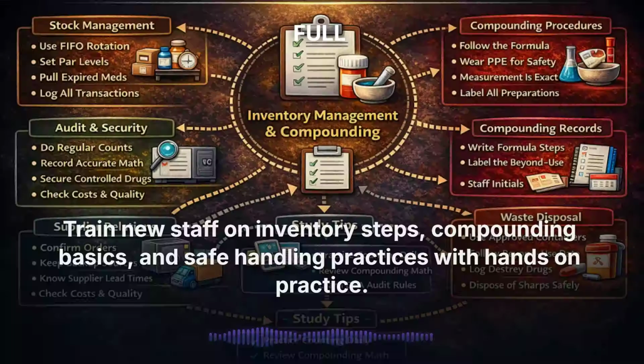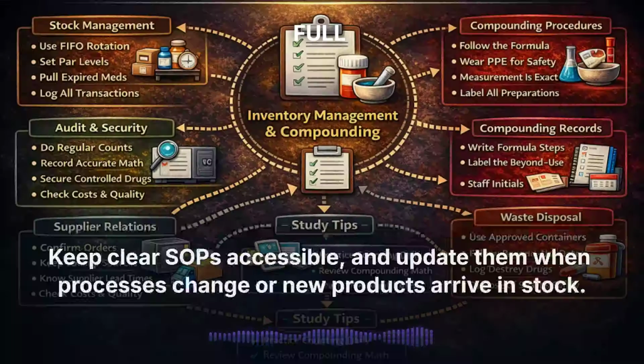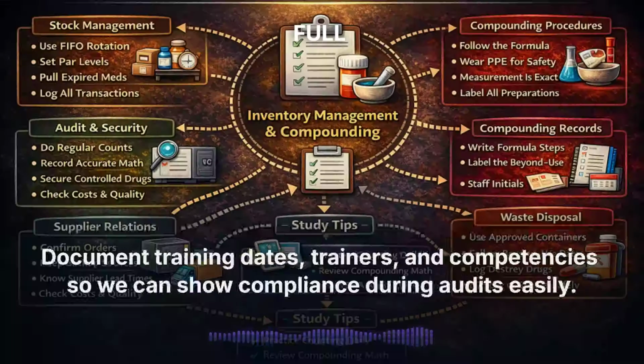Train new staff on inventory steps, compounding basics, and safe handling practices with hands-on practice. Keep clear SOPs accessible, and update them when processes change or new products arrive in stock. Document training dates, trainers, and competencies so we can show compliance during audits easily.